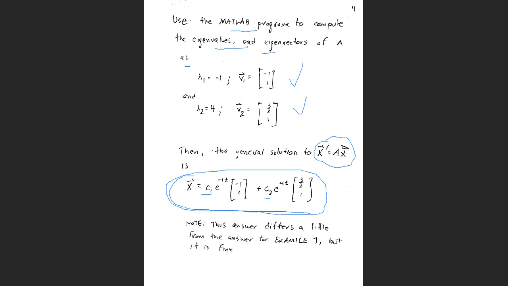Here's e to the lambda 1 t. Here's e to the lambda 2 t. And then here are the eigenvectors that we found, the eigenvector v1 and the eigenvector v2.